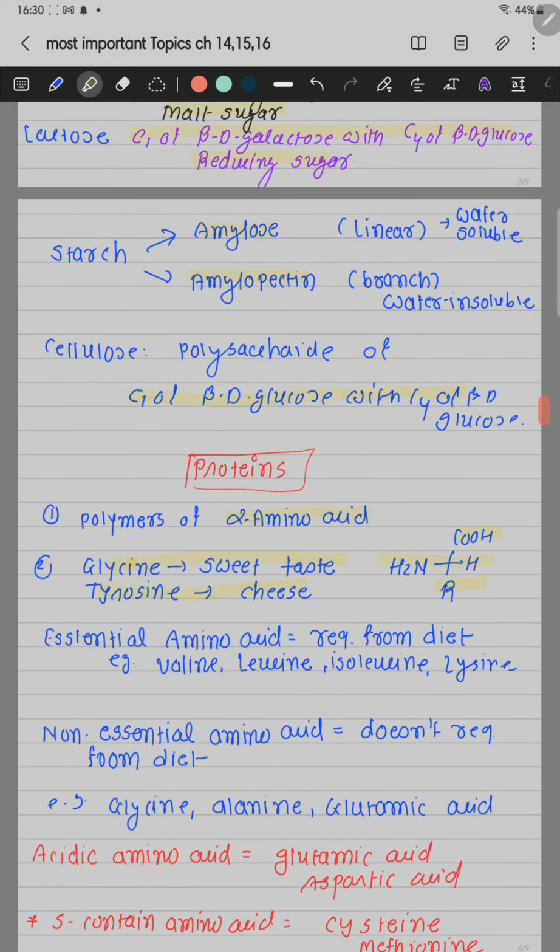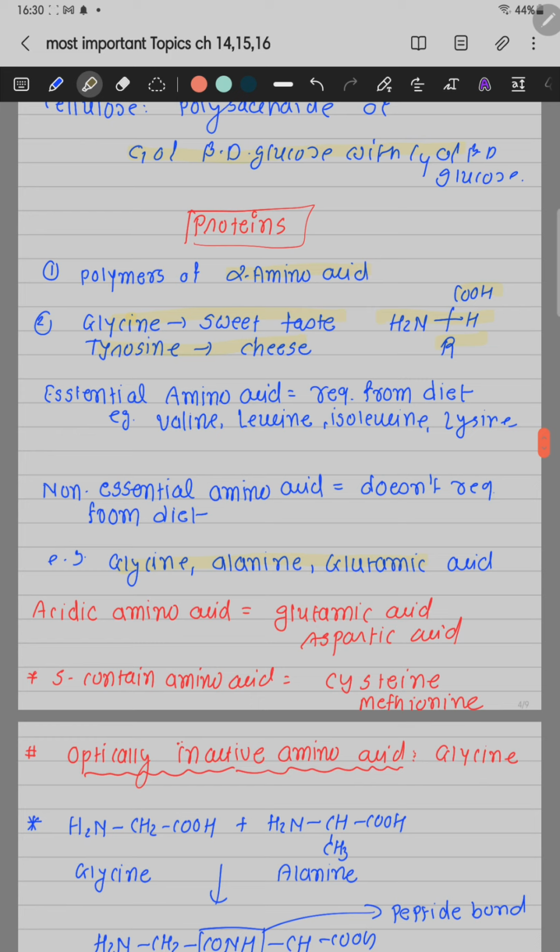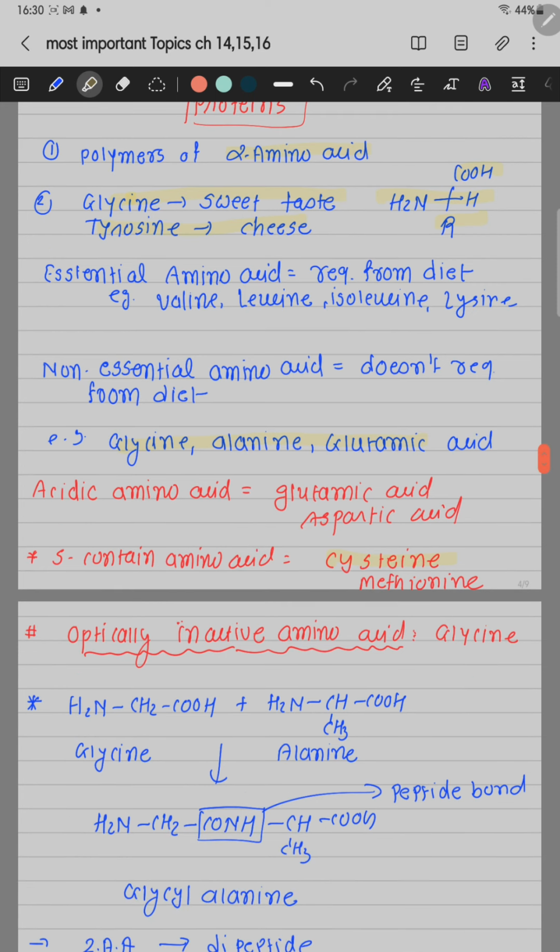Essential amino acids are those which are required from the diet. Examples: valine, leucine, isoleucine, lysine, etc. Whereas non-essential amino acids are those which are synthesized in the body and are not required from the diet. Examples: glycine, alanine, glutamic acid, etc. Acidic amino acids are aspartic acid and glutamic acid, and sulfur-containing amino acids are cysteine and methionine. You have to remember these names well.